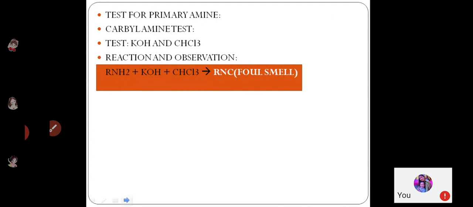Next is the primary amine test. If you are asked to differentiate between primary, secondary and tertiary amines, you can do the carbylamine test because you have already done this. It is a name reaction, and again this can be used in order to identify a product. The reagent is alcoholic potassium hydroxide and chloroform.